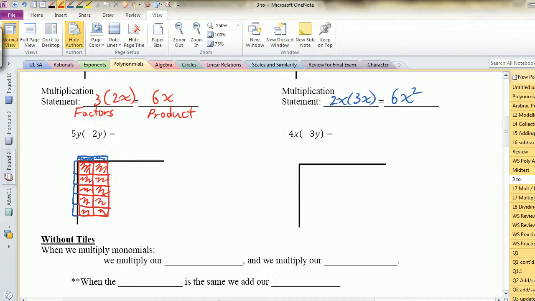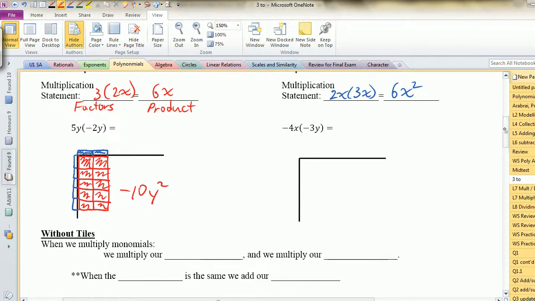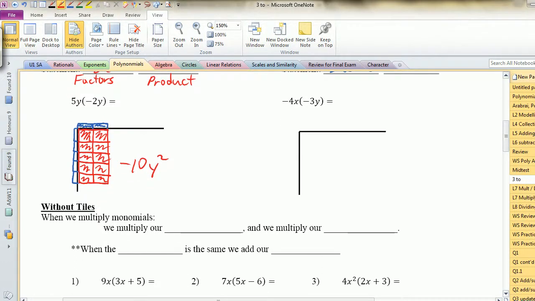How many do you have? -10 y squared. Okay? And so we can write the multiplication statement. Here we have the two factors equals -10 y squared. Any questions? Yes? If there are 3y, so you're talking like maybe 5y times 4y times 2y. Well, we can't use our algebra tiles for those. We'd have to just do those algebraically. We'll talk about that in a second.